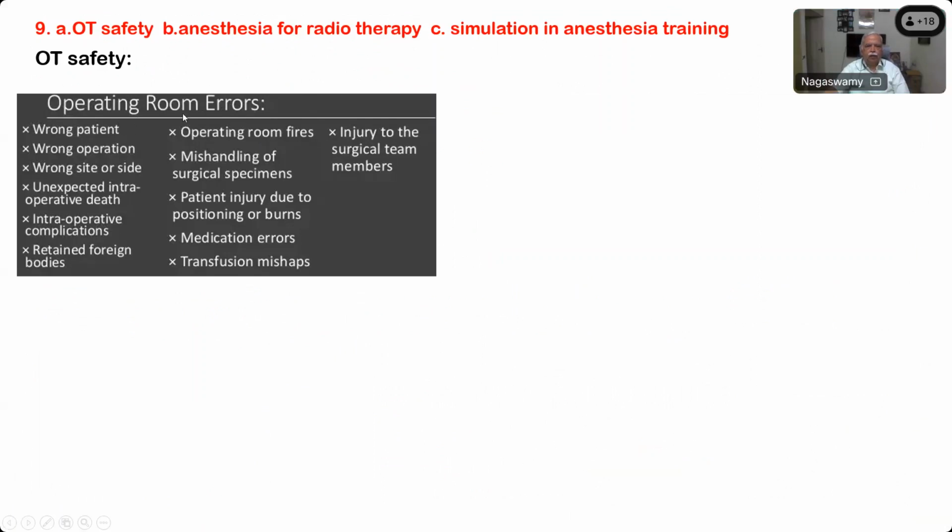Okay, so operating room errors are starting from the wrong patient, wrong operation, wrong site or side, unexpected intraoperative death, intraoperative complications, retained foreign bodies, operating room fires, mishandling of surgical specimens, patient injury due to position or burns, medication errors, transfusion mishaps, injury to the surgical team members. So these are the items that are considered as mistakes that can be happening. And you are supposed to prevent all these errors so that the patient will be safe.